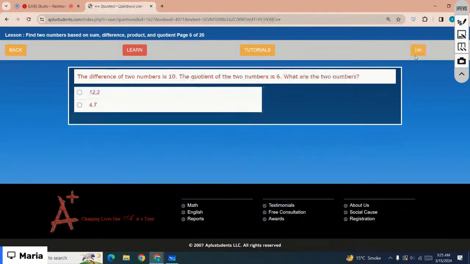The next one is the difference of two numbers is 10. The quotient of two numbers is 6. What are the two numbers? So, which is the correct option? The correct option is yes, they are 12 and 2, right? When you divide them, the answer is 6. And when you subtract them, the answer is 10. So, the correct option is option number 1.